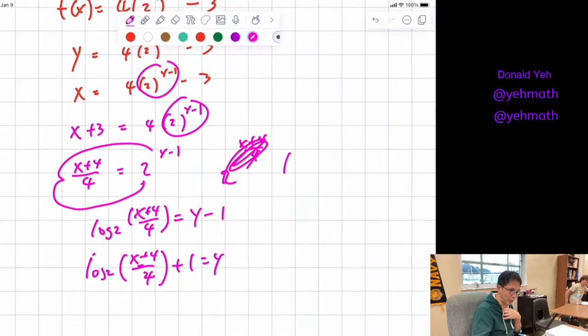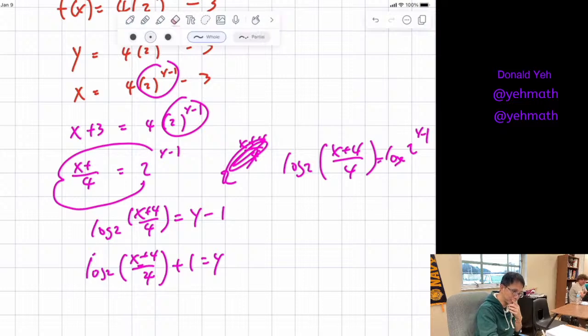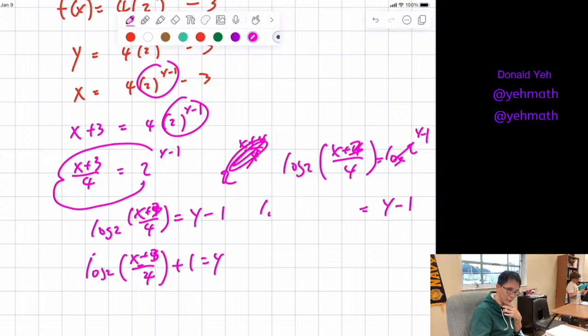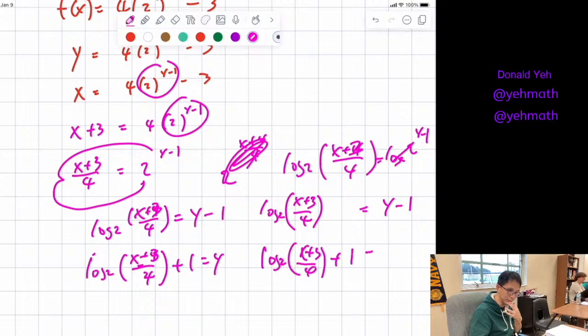Or the other way, it's going to be log base of 2 of x plus 4 over 4 equal to log 2 of y minus 1. Oh, plus 3. My fault. And this is 3. And then you can do this 2 and 2 cancel out. So it'll be y minus 1 equal to log 2 of x plus 3 over 4. And then I can plus 1 on both sides. So it'll be log 2 of x plus 3 over 4 plus 1 equal to y.